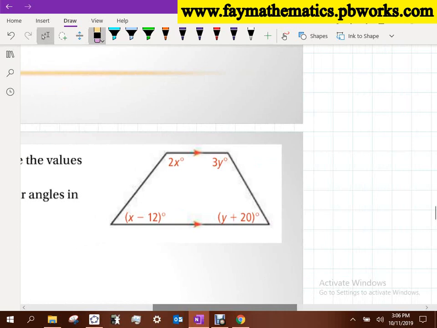So we'll do the geometry, and I'll let you do the algebra by yourself a little bit. But what kind of shape is that? Anybody know?